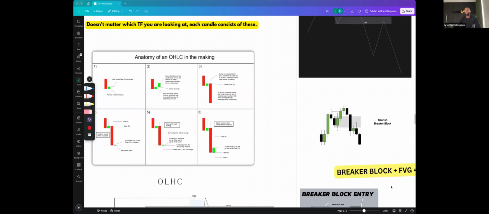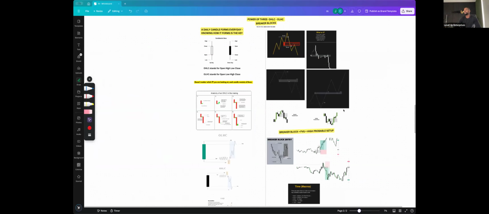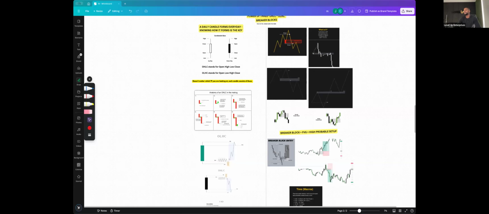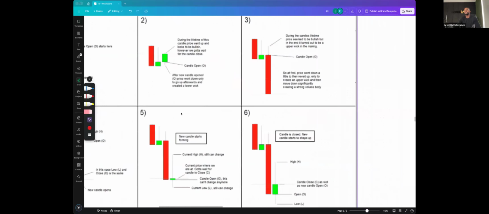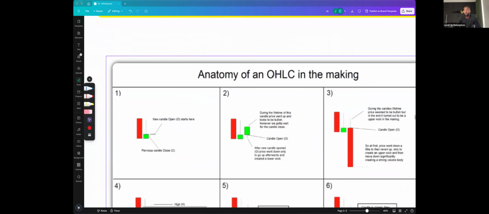So let's go into it in more depth. This is the anatomy of an open high, low close. Quick quiz for everybody in the chat. If it is an open high, low close, is that a bearish or bullish candle? Drop it in the chat. Bearish, I see that. I see Edgar saying bearish. Anybody else? Bearish, 100%.